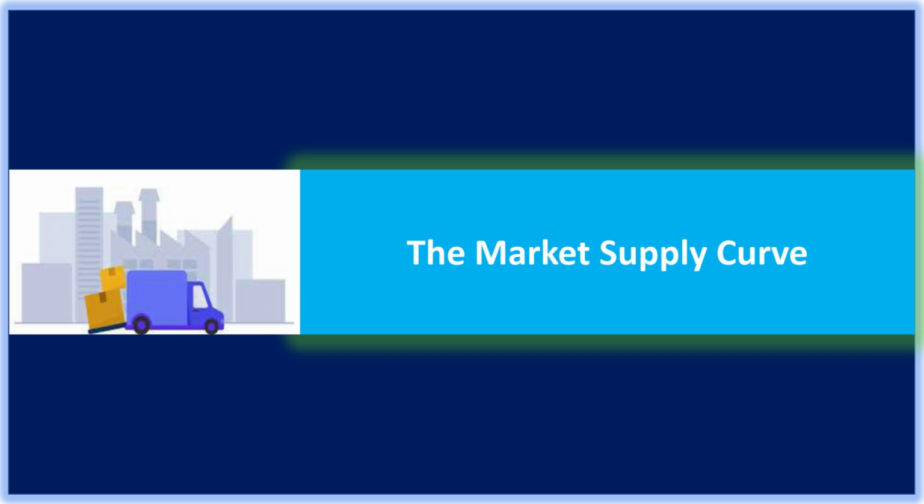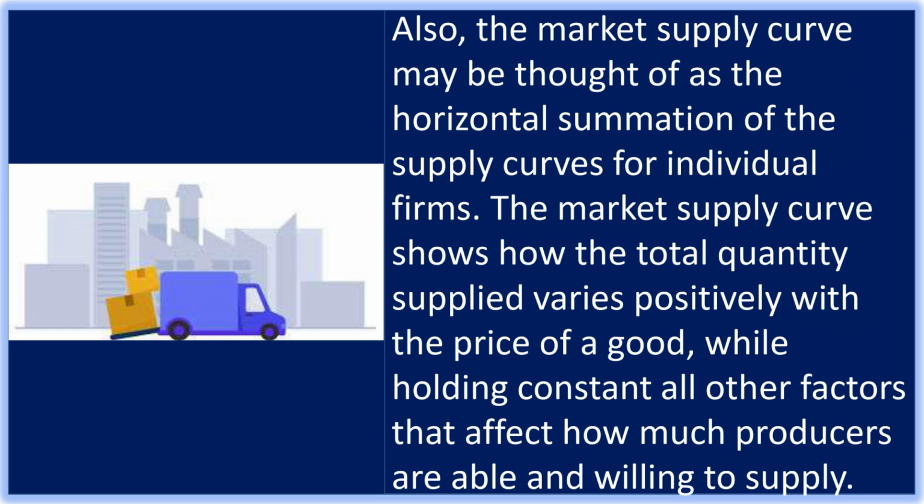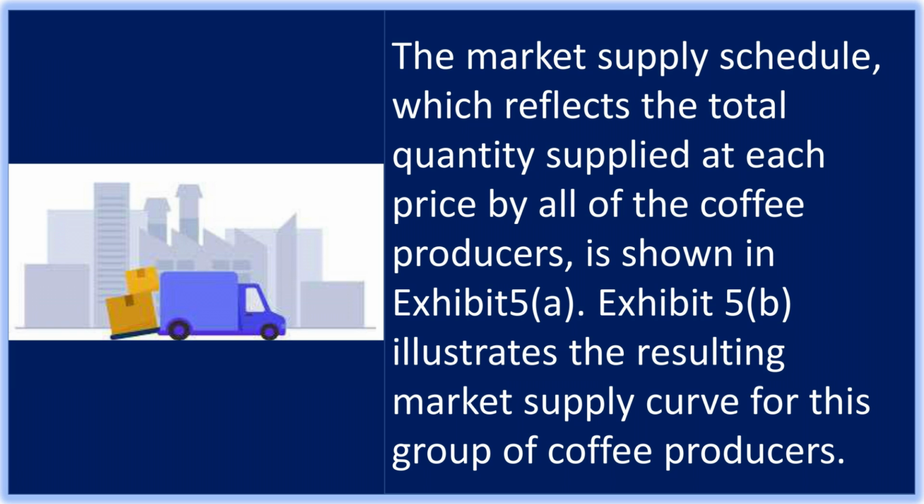The market supply curve is a graphical representation of the amount of goods and services that sellers are willing and able to supply at various prices. Also, the market supply curve may be thought of as the horizontal summation of the supply curves for individual firms. The market supply curve shows how the total quantity supplied varies positively with the price of a good, while holding constant all other factors that affect how much the producers are able and willing to supply. The market supply schedule, which reflects the total quantity supplied at each price by all of the coffee producers, is shown in Exhibit 5A. Exhibit 5B illustrates the resulting market supply curve for this group of coffee producers.